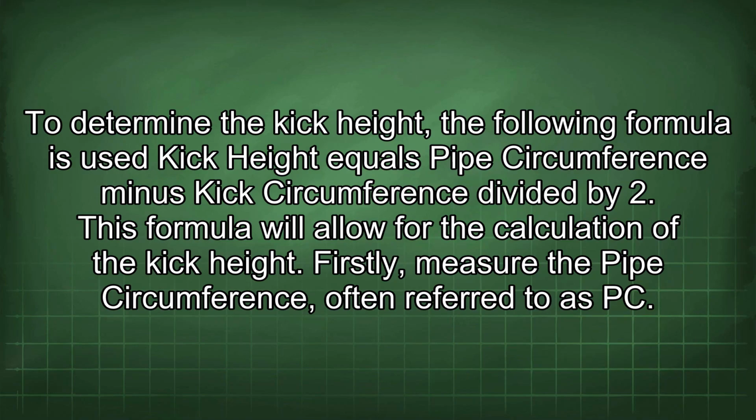To determine the kick height, the following formula is used: kick height equals pipe circumference minus kick circumference, divided by 2. This formula will allow for the calculation of the kick height. Firstly, measure the pipe circumference, often referred to as PC.